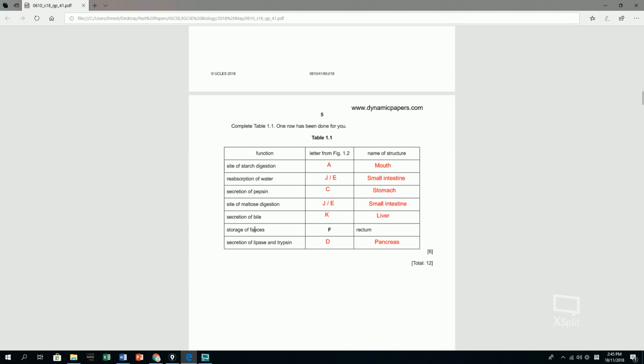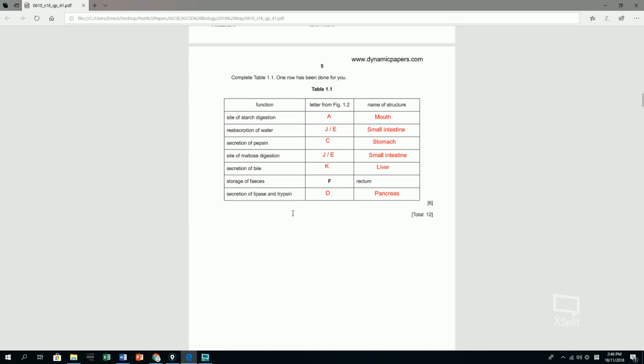The secretion of bile happens in the liver, and bile emulsifies fats so that it's a lot easier for the lipases to access and digest. So it works by increasing the surface area of lipids to get broken down. And of course, the secretion of lipases and trypsin, which are both enzymes, happens in the pancreas in the form of pancreatic juice that enters the small intestine for digestion of food.